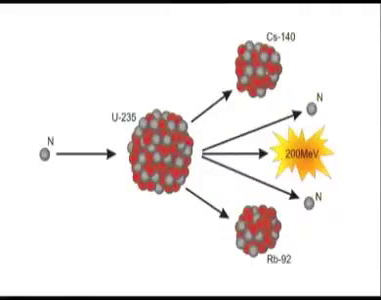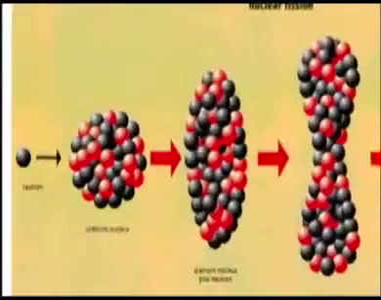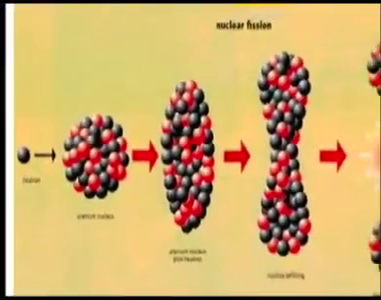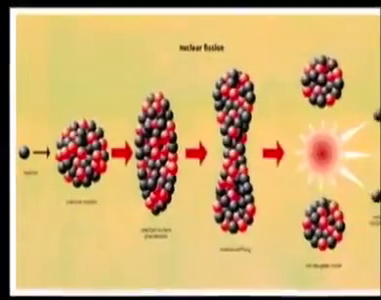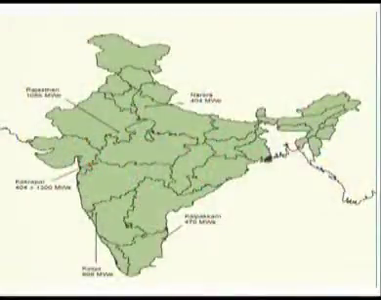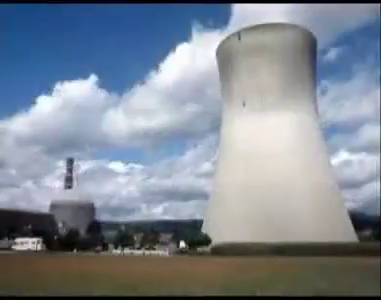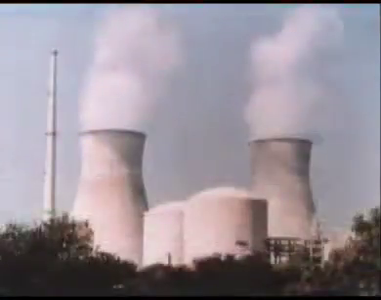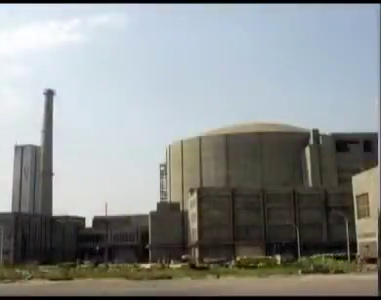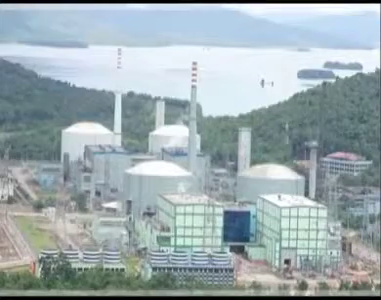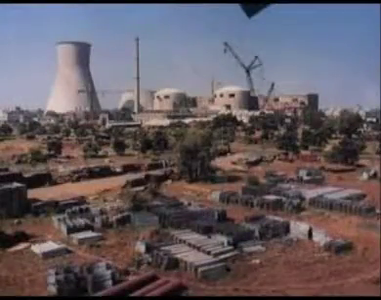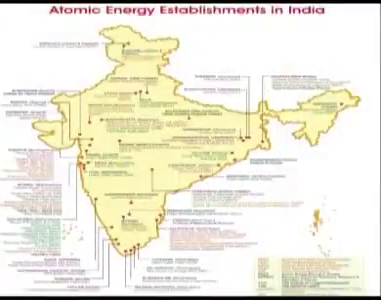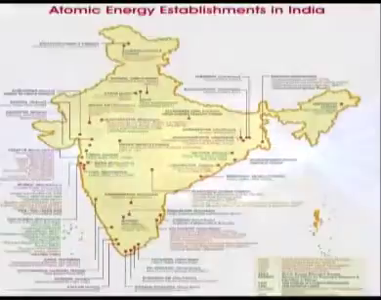Uranium-235 is such a radioactive element whose nucleus is bombarded with neutrons to produce energy. 1 kilogram of uranium-235 gives electricity equivalent to 3000 tons of coal. India has nuclear power plants at Jaipur, Maharashtra, Kalpakkam, Tamil Nadu, Narora, Uttar Pradesh, Rawatbhata, Rajasthan, Kaiga, Karnataka, and Kakrapar, Gujarat. 6 more nuclear power plants are to be installed in India.